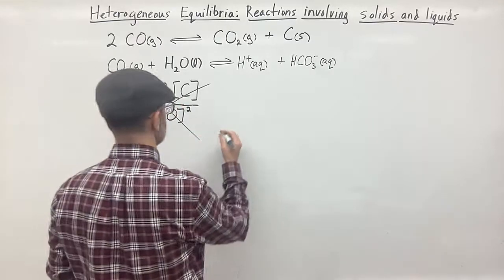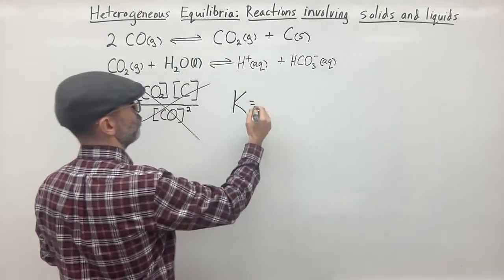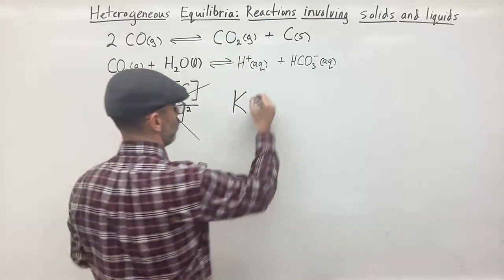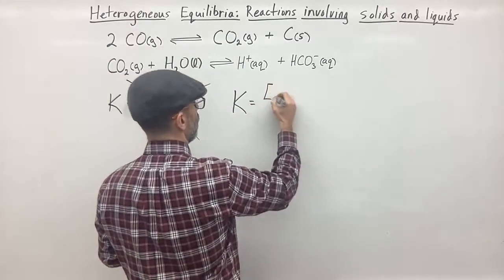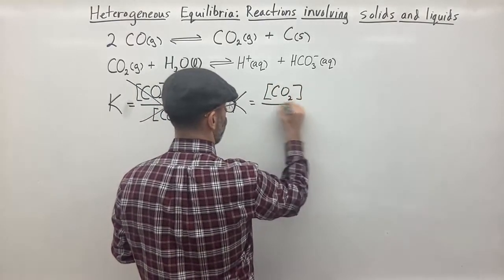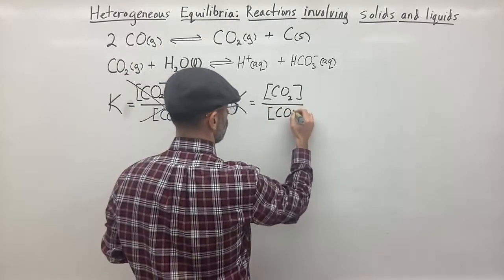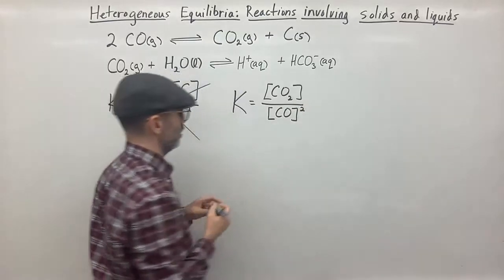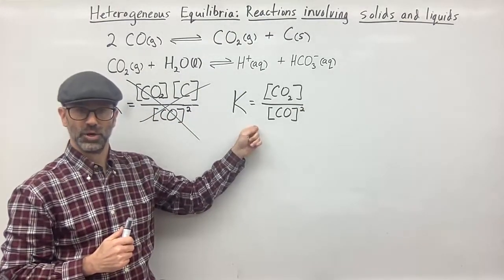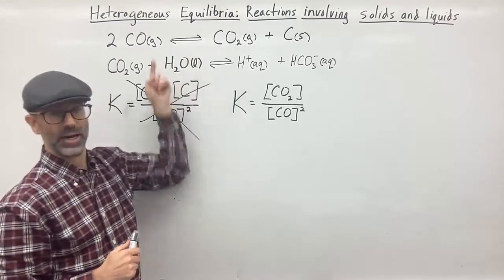So the actual expression would be K is equal to, and then we just include the gases. So it'd be the concentration of your CO2 over the concentration of your CO raised to the 2 power. So this would be the correct equilibrium constant expression for this first reaction.